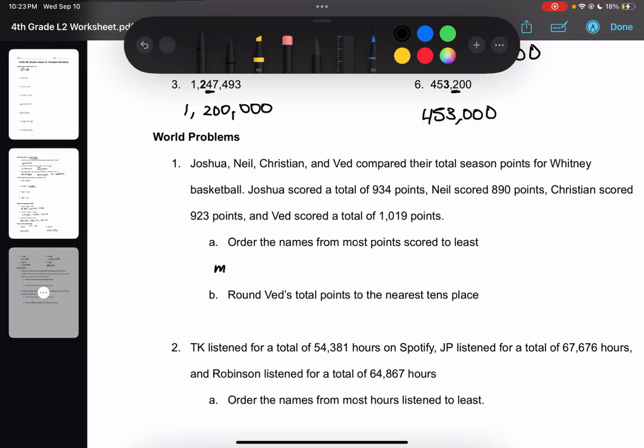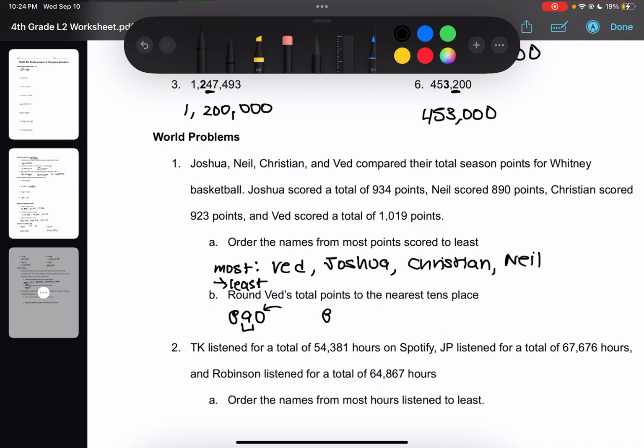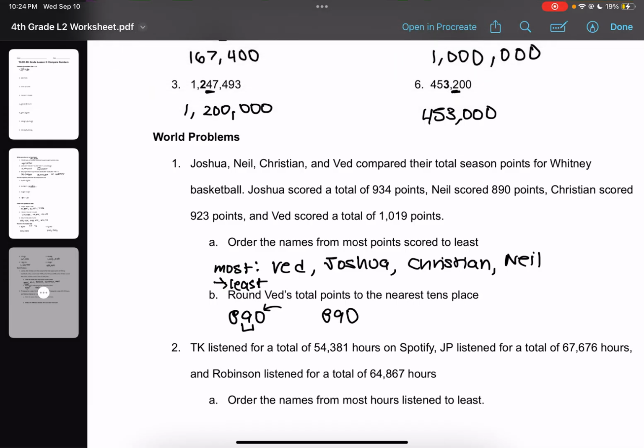Okay, so most is here in the beginning. So as you can see, Ved scored the most with 1,000. And then after that, the most is Joshua. And then after that, it's going to be Christian. And the least is Neil. Okay. And then B says round Ved's total points to the nearest tens place. So Ved had a total point of 890, and it's the nearest tens place. So if you look at the value before that, it's 0. So you would just round down or basically keep it the same, giving you 890.